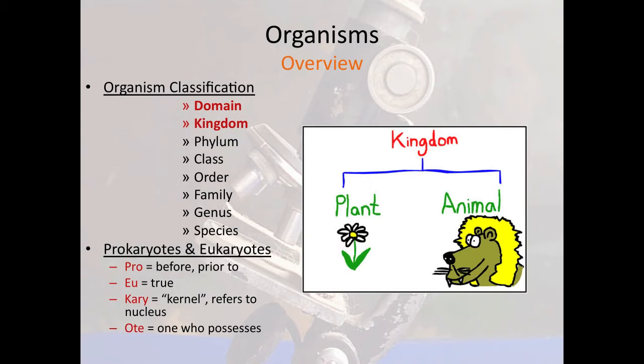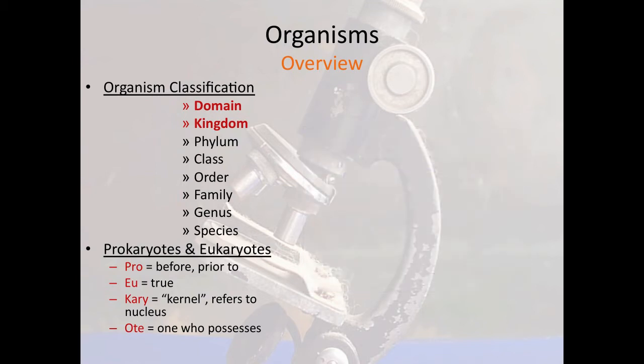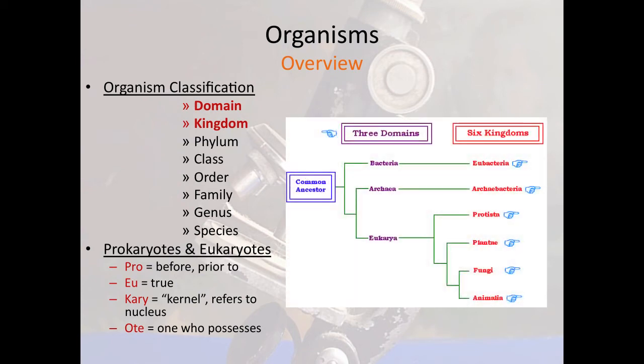Ah, yes, plant and animal kingdoms. Got it. Okay, 3 domains, 6 kingdoms. You all can read as well as I can through this list here.